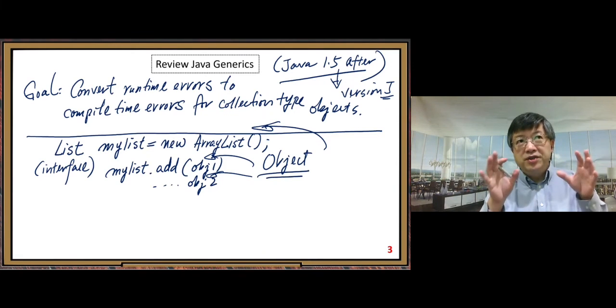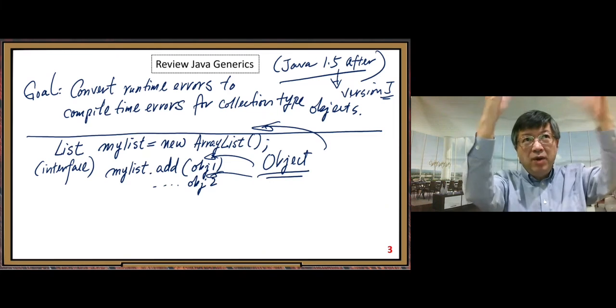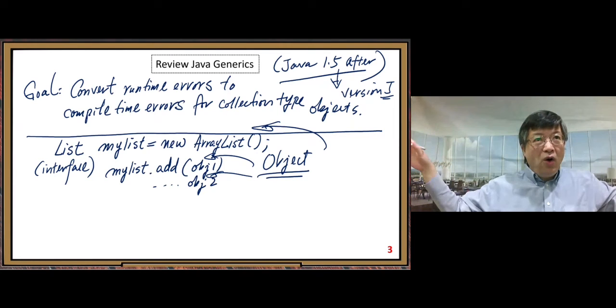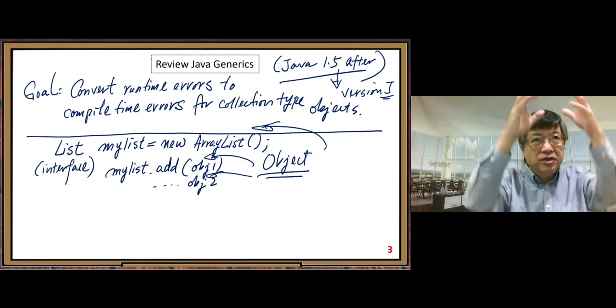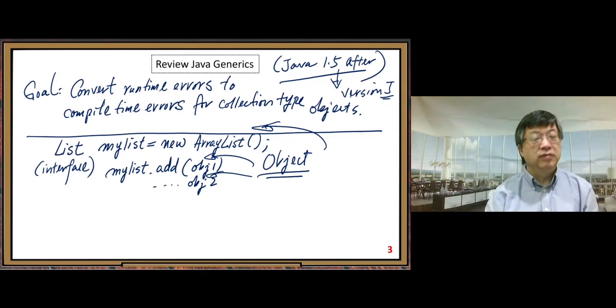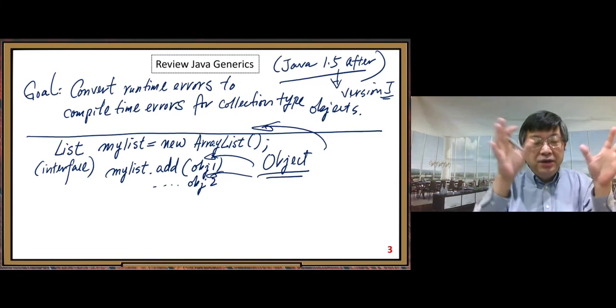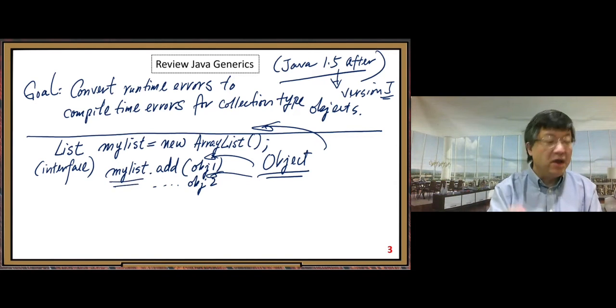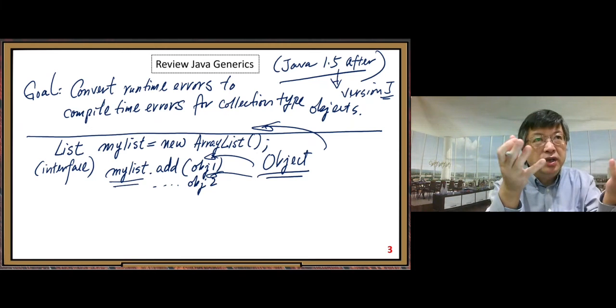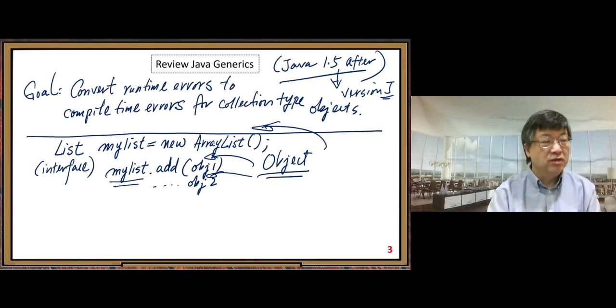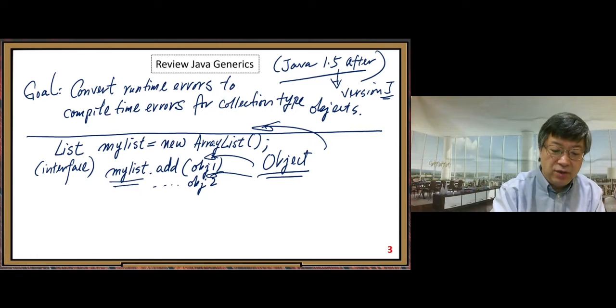We know this is the top object type. All other Java objects are subclasses of this top level object, right? So when you add to my list, you have no problem. But after you retrieve from my list, okay? So how do you retrieve?